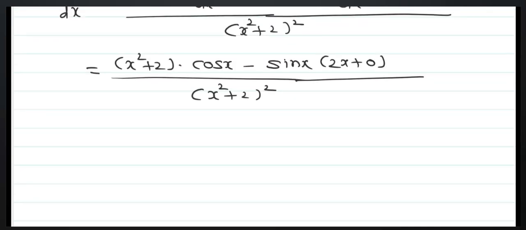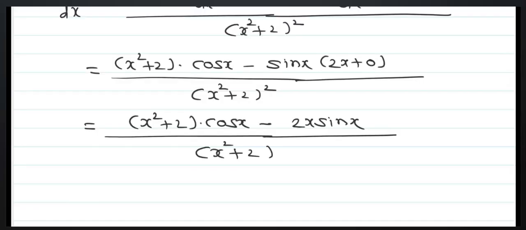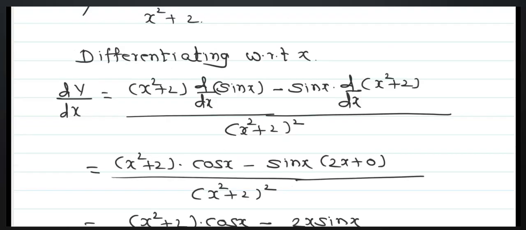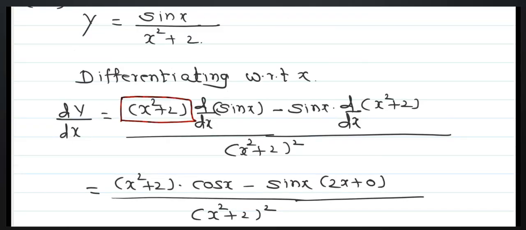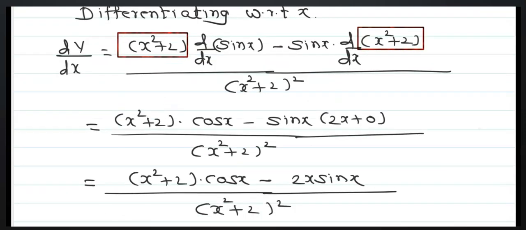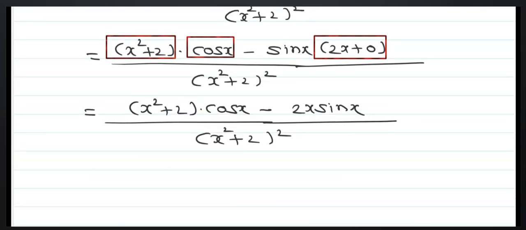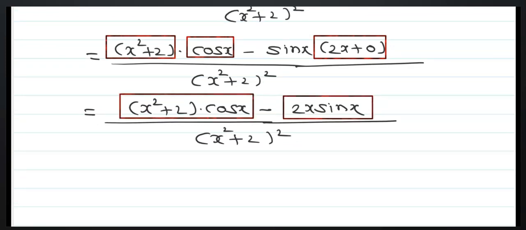Now the normal simplification is here. That is, in bracket x square plus 2 into cos x minus 2x into sin x upon x square plus 2 bracket square. Therefore, now here we will do the squares. That is, next is, okay, you can write down this.